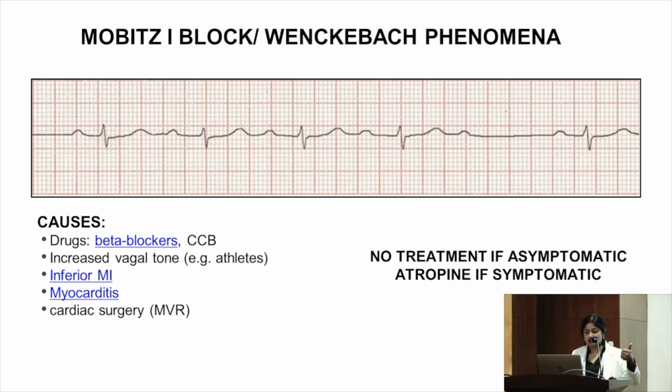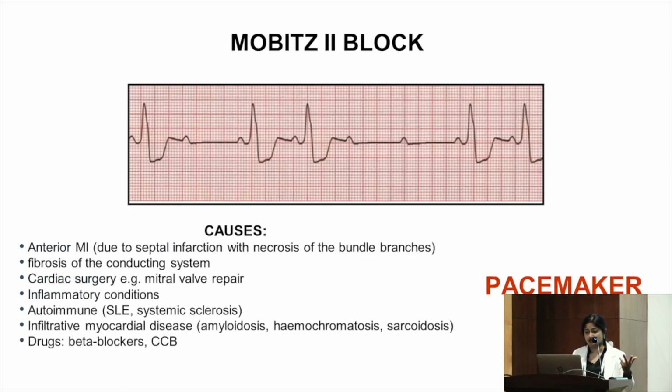In this ECG, if you notice, your PR interval is gradually getting prolonged, known as Mobitz type 1, Wenckebach's block. Problem is, the AV node is diseased. Causes: beta blockers, CCBs, increased vagal tone, MI, myocarditis, or commonly after MVR, cardiac surgeries. Asymptomatic, no treatment needed. Symptomatic, treat with atropine.